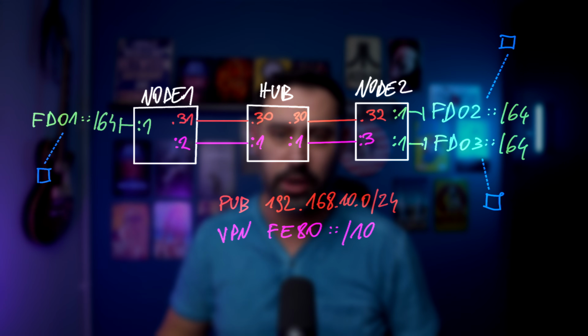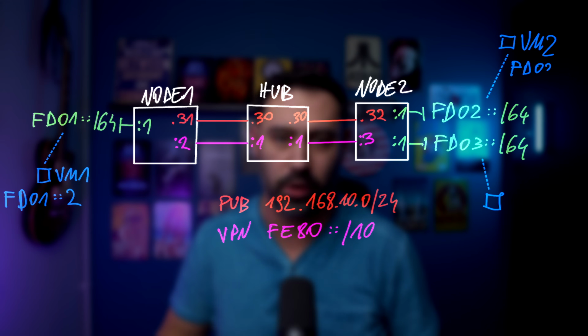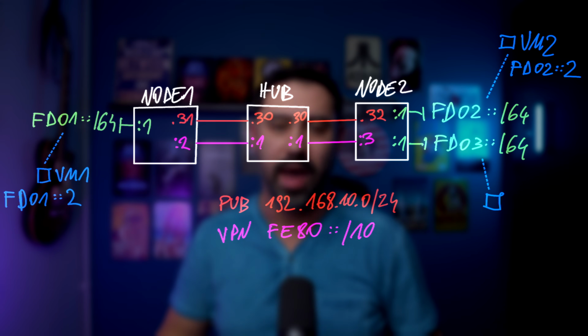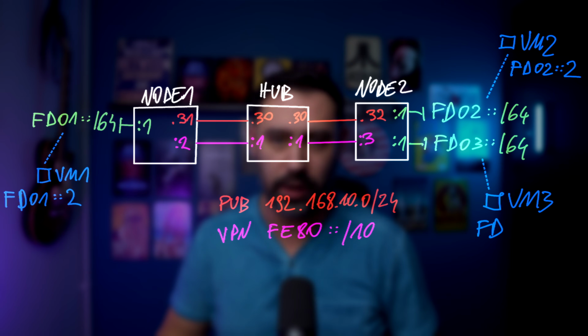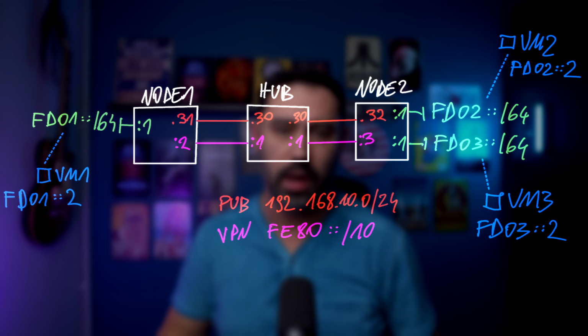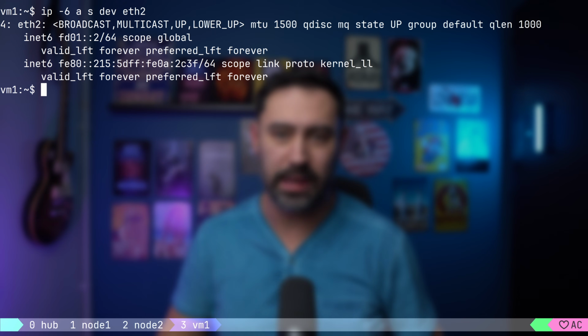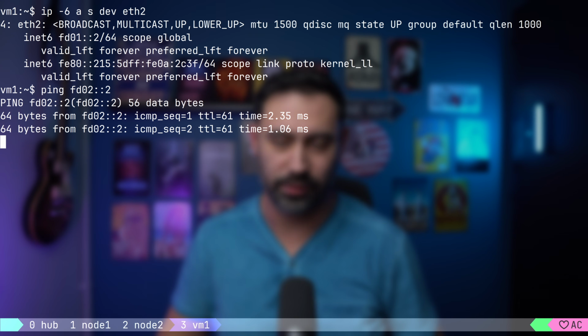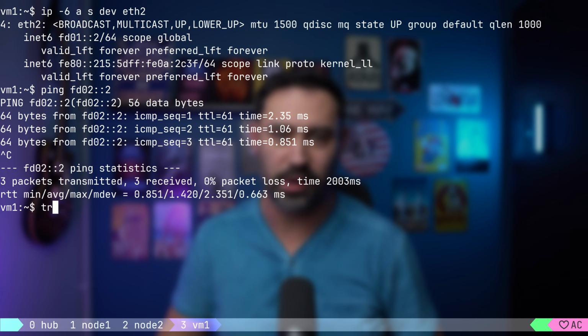Now let's do some IPv6 connectivity tests. There are 3 VMs, one in each private network. VM1 with FD01::2 IP, VM2 with FD02::2 IP, and VM3 with FD03::2 IP. I'll go to VM1, check its IP address. Now let me ping VM2. Works. Let's trace the route to VM2.